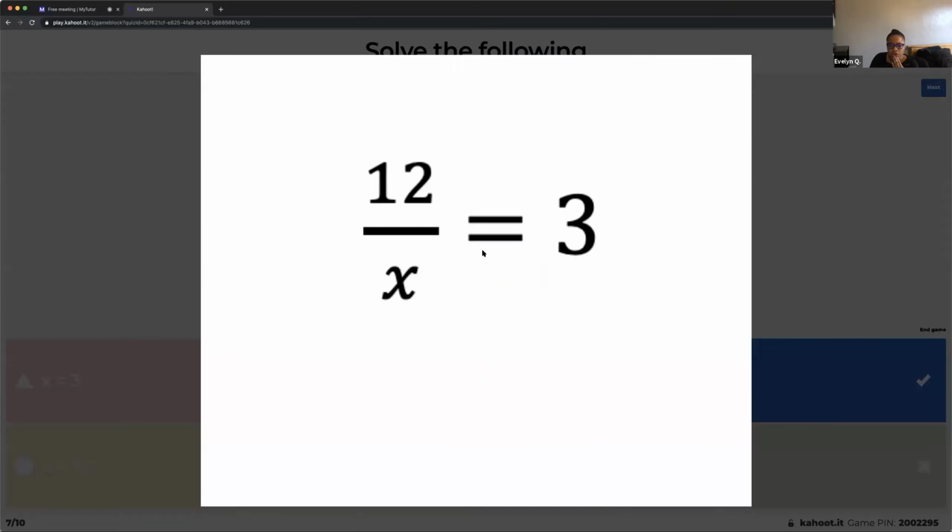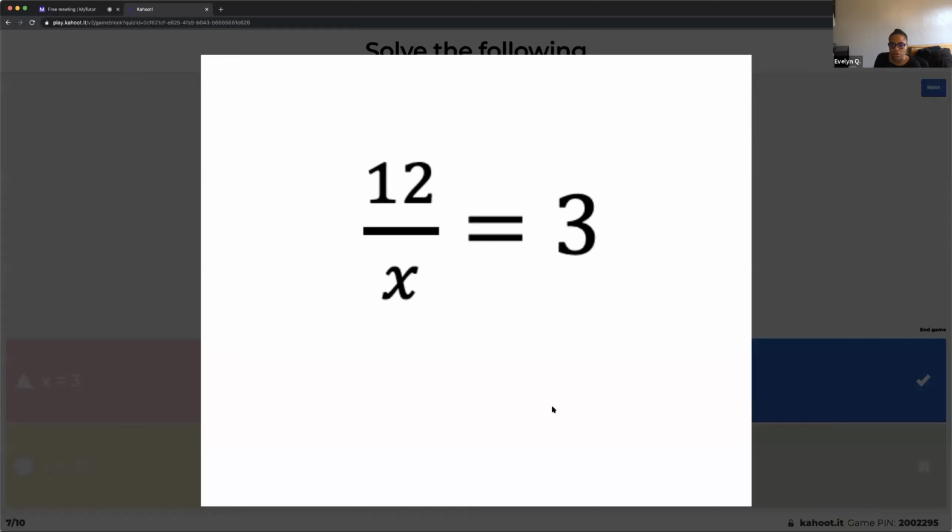Brilliant, x is 4. Right, I want to get rid of that fraction. So the only way to get rid of that fraction is to multiply, to get rid of my denominator, multiply both sides by x. So I'm left with 12 equals 3x. And then you divide both sides by 3. 12 divided by 3 is 4.